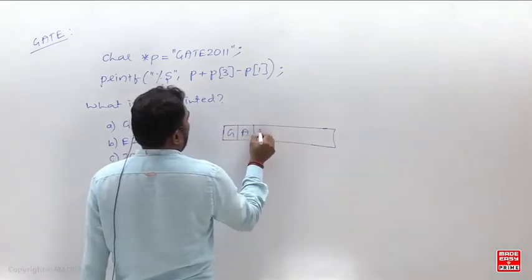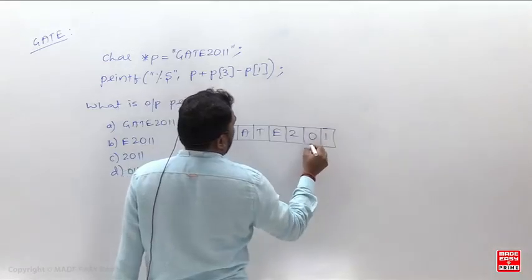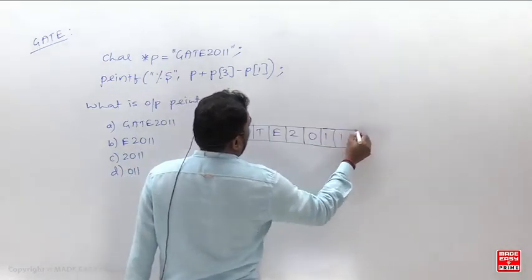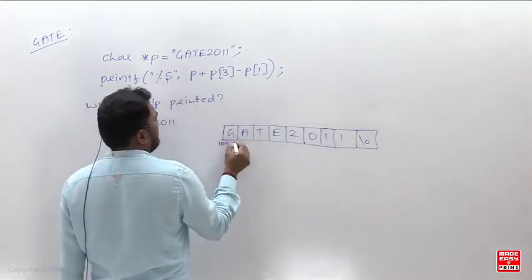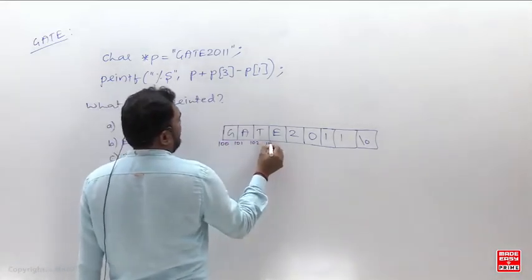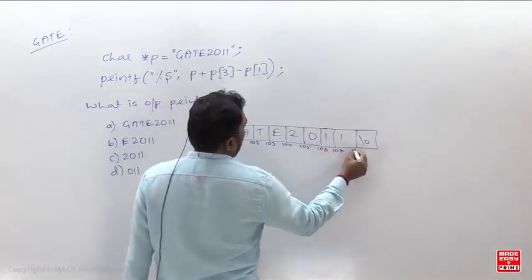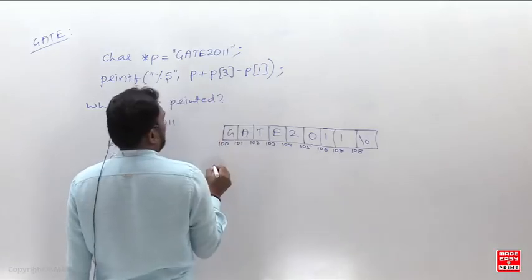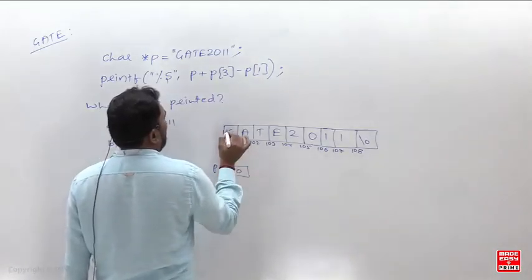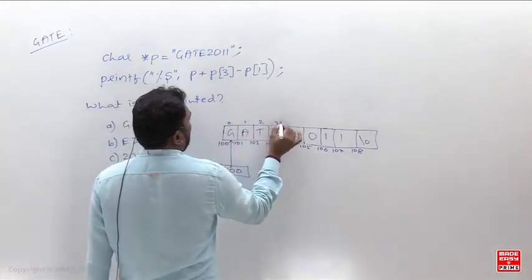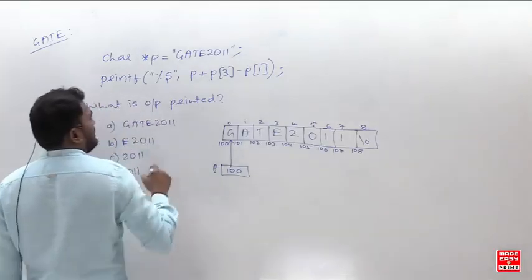So you have GATE 2011, and the next is the null character. This is how the string will be stored. Let's say base address 100, 101, 102, 103, 104, 105, 106, 107, 108. So this is P. This is how the diagram will look: indexes 0, 1, 2, 3, 4, 5, 6, 7, 8.